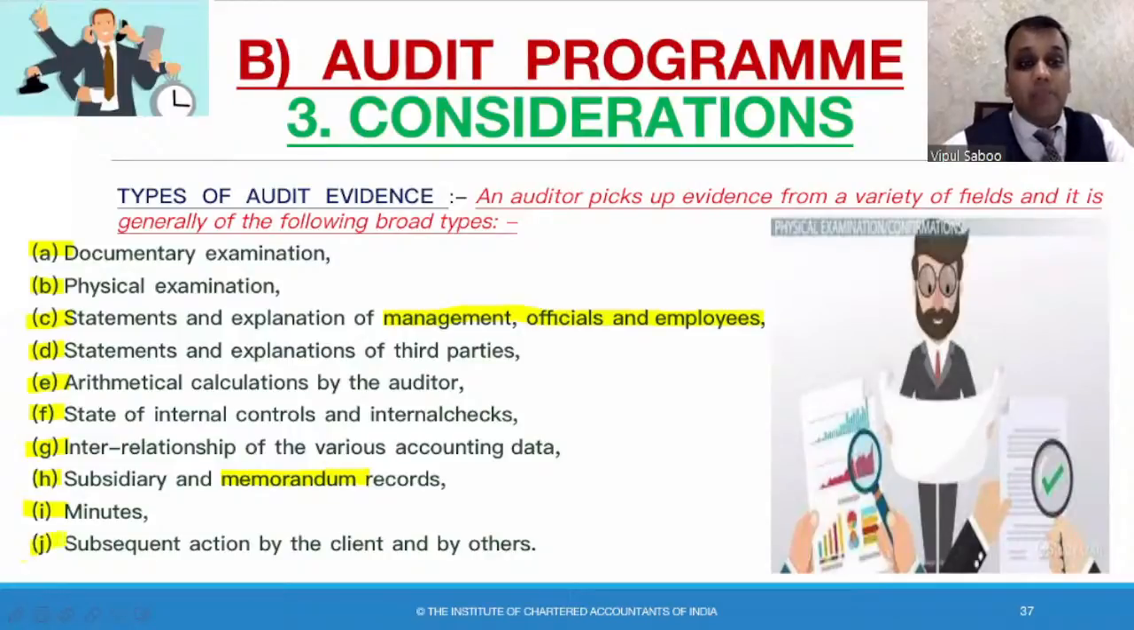Subsequent action by the client and by others. So you ask them, why is there a variation? So the management told you, sir, at that point of time when we went ahead to give the order, vendor A was not available. He shut down his business. So we had to go for vendor B.